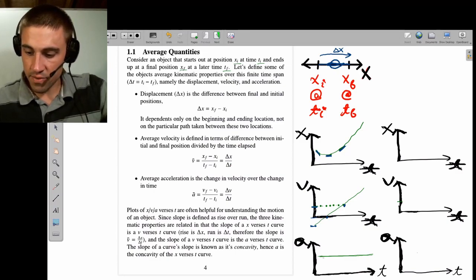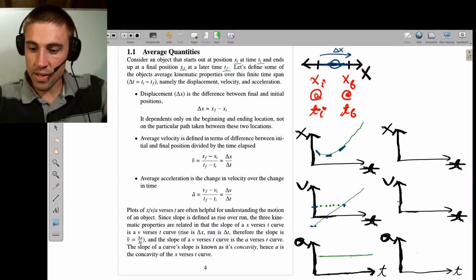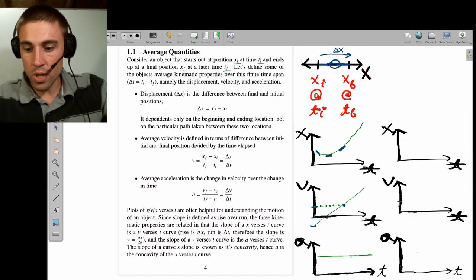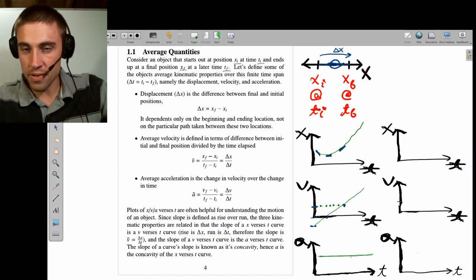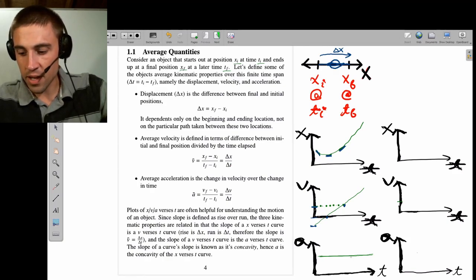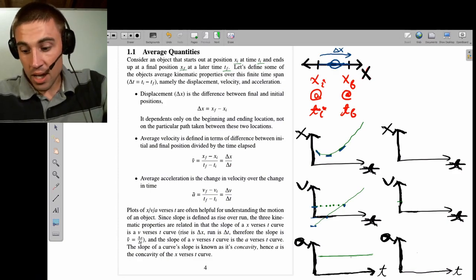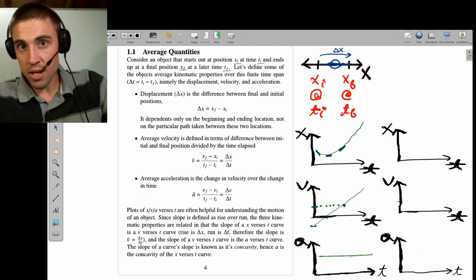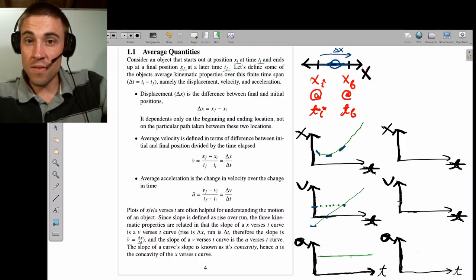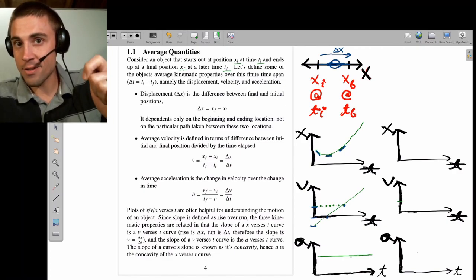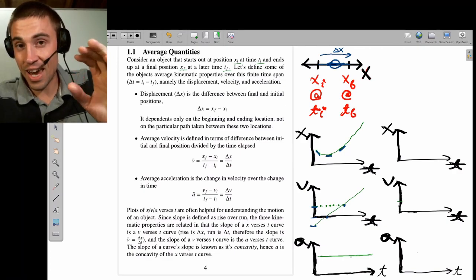Right, it's this flat line here. So when position is changing like the time squared, then acceleration is constant. Now, that means that the acceleration is the concavity of the position versus time curve. So when you consider any curve, the slope of that curve is the concavity of that curve.